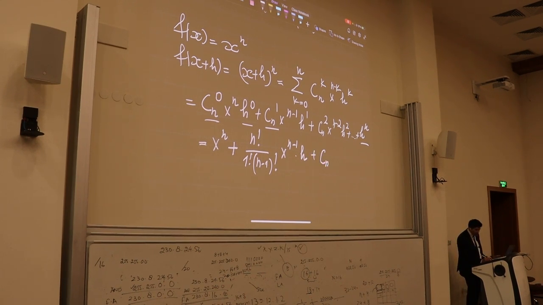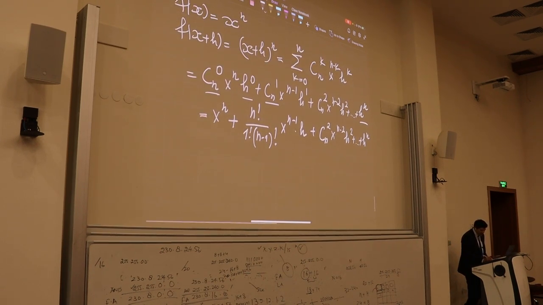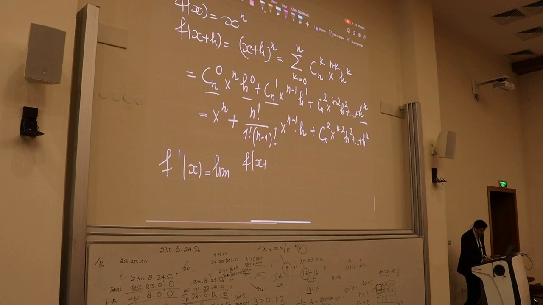Can you help me with these terms? I don't need to open this because it is going to be cancelled out. You will see this in a moment. So C(n,2) x^(n-2) h squared plus and so on plus h to the power of n. Do you still remember what is the derivative of the function? The derivative of the function is the limit of the difference: f(x plus h) minus f(x), divided by h, where h goes to 0.